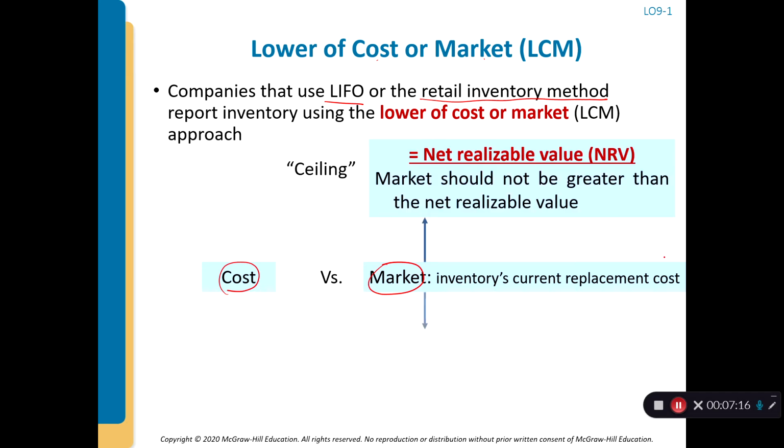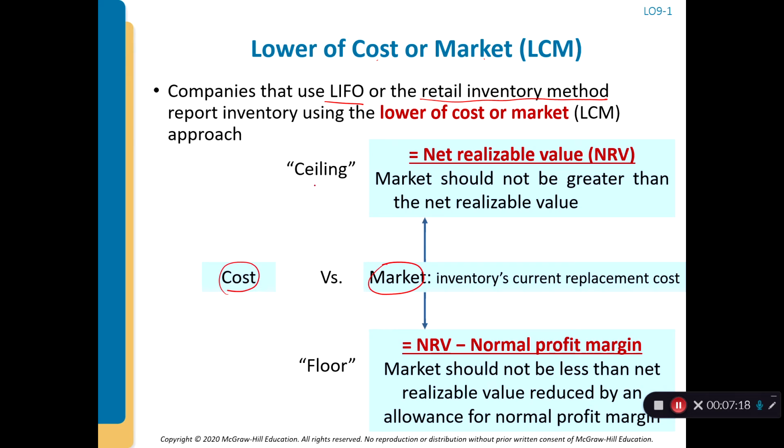However, this market cost has to be between a ceiling value and a floor value. The ceiling value is the net realizable value that we just introduced, and the floor is the net realizable value minus the normal profit margin. So let's look at an example here.